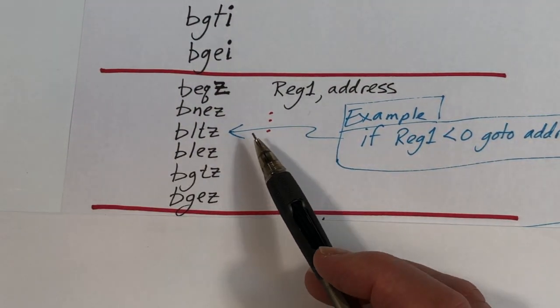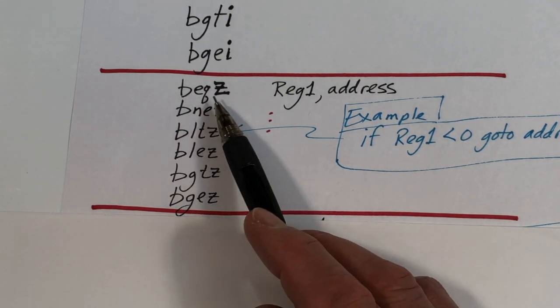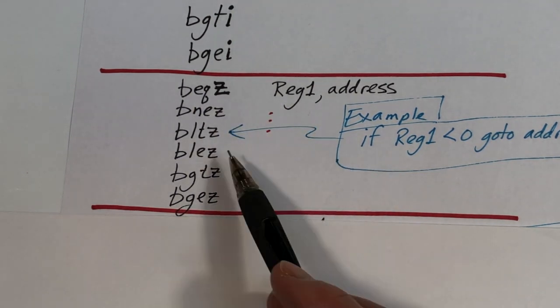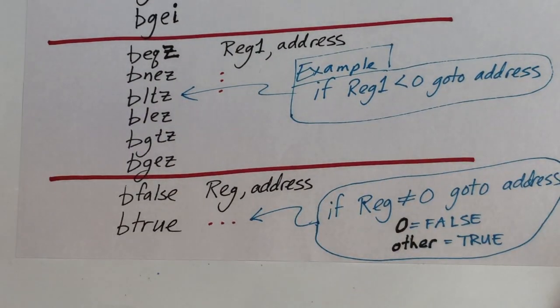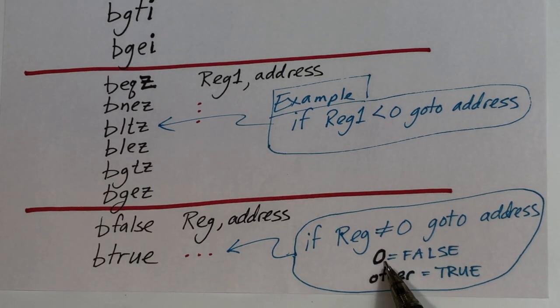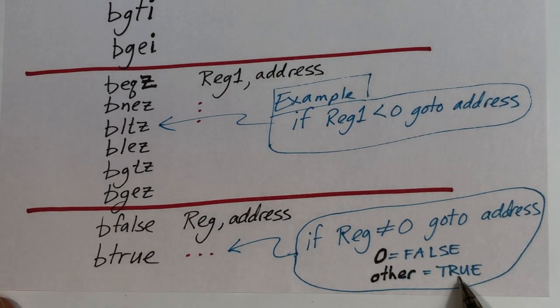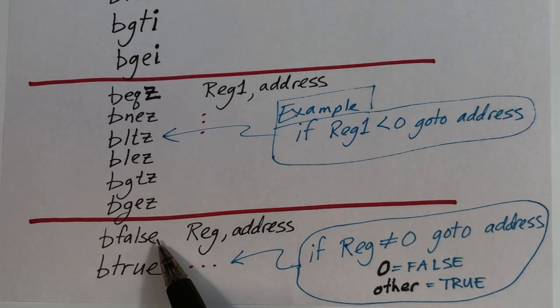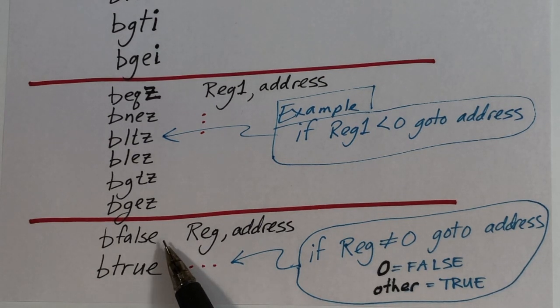There's another variation, which is testing against 0. This is a quite common thing to do. So we have branch if equal to 0, not equal to 0, and so on. And we also use binary numbers quite a bit, Boolean values, with 0 being used to represent false and any other value being used to represent true. So we have two instructions, a branch false and a branch true, which will test the register to see whether it is equal to 0 in the case of b false, or not equal to 0 in the case of branching if true.